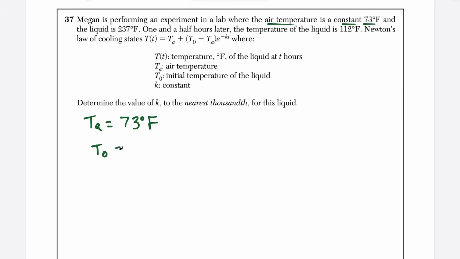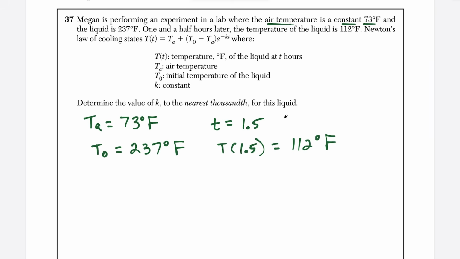So we have this is equal to 237 degrees Fahrenheit. And I know that this is the initial temperature because then they tell us 1.5 hours later, the temperature of the liquid is 112 degrees Fahrenheit. So the temperature of the liquid at time t is the next piece that we need. If t is being measured in hours, t is equal to 1.5, and that tells us the function value: T at 1.5 is equal to 112 degrees Fahrenheit. So these are all the values that we need.